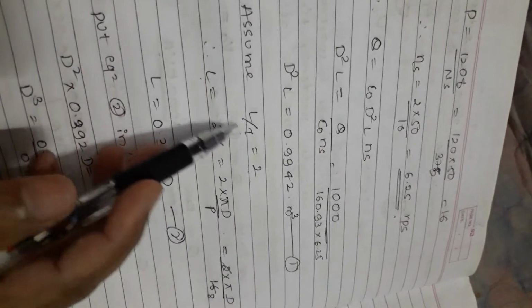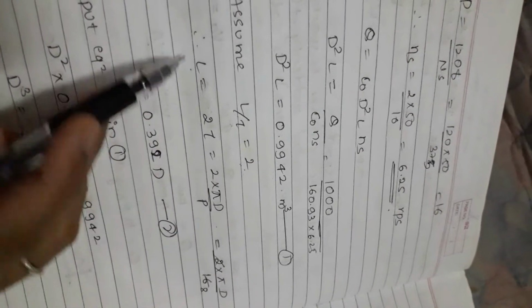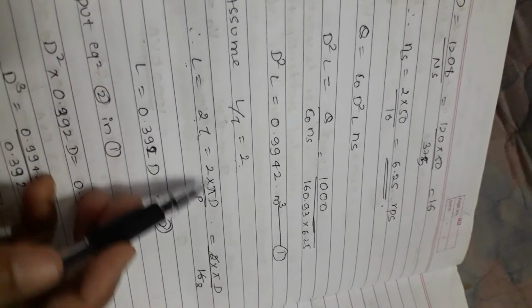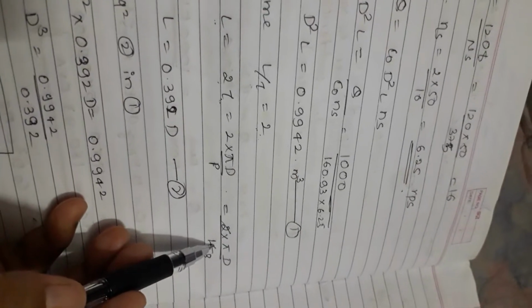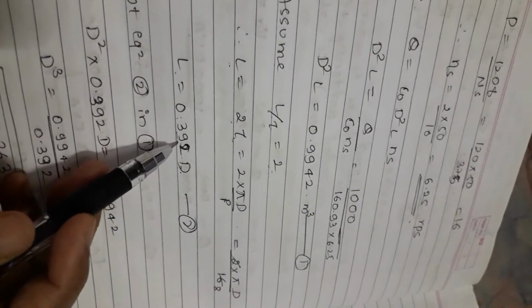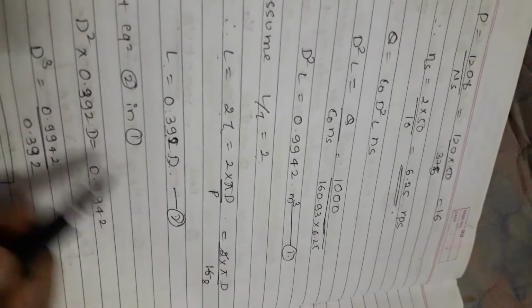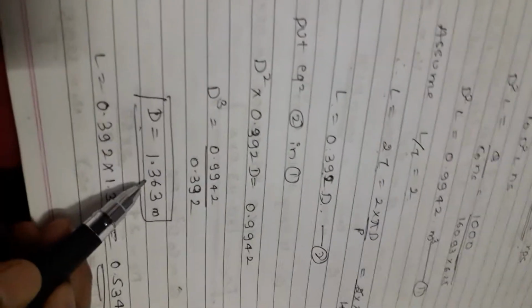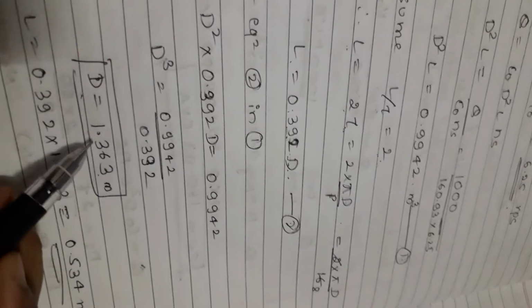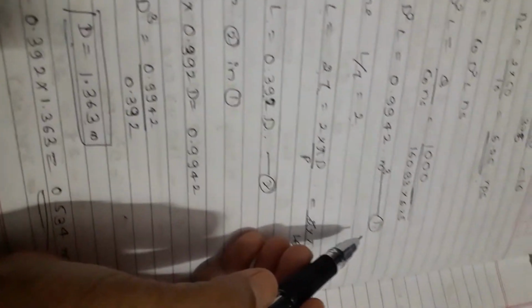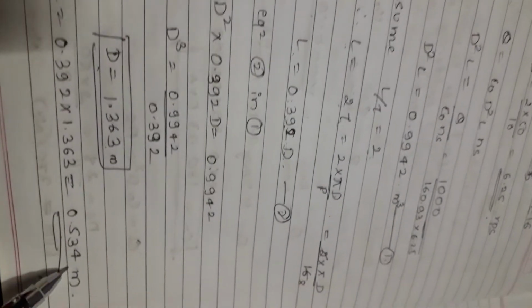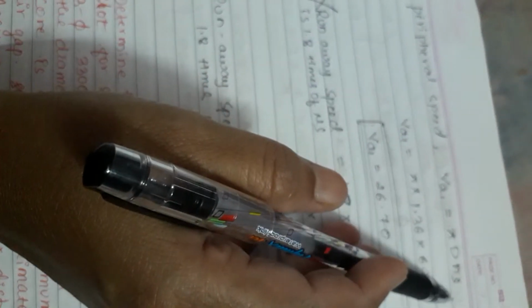So L by tau is equal to what we have assumed. For tau, the formula pi D by p we substitute here. Then L we have got in the form of D as 0.392 D. So substituting the second equation in equation 1, we will get the value of D as 1.363 meter. By substituting this value in either equation 2 or equation 1, we will get L as 0.534 meter.